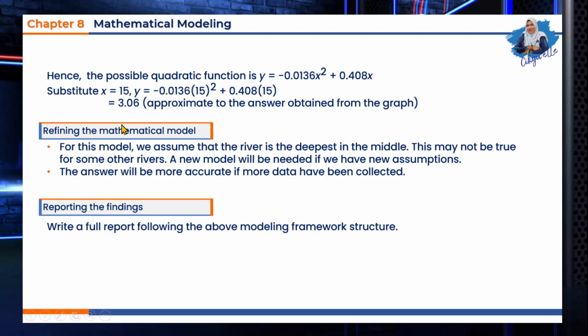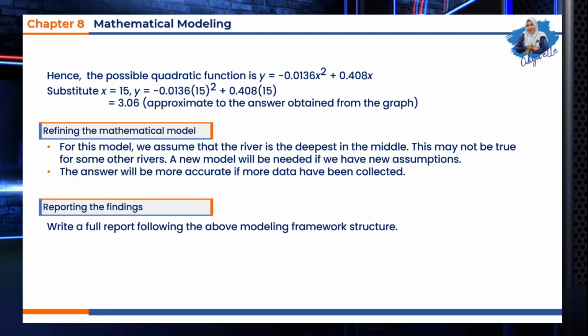So the next step is refine the mathematical model. So this model we get is y equals negative 0.016x squared plus 0.40x, and value c is 0. Then next we refine the mathematical model. We may have to make other assumptions that are more complicated. For this model, we assume that the river is the deepest in the middle. So this one is the assumption we make.